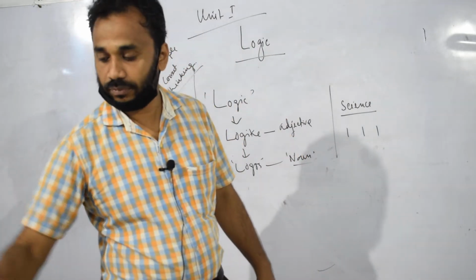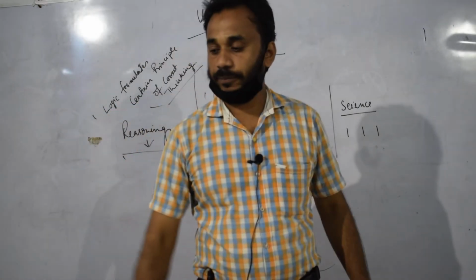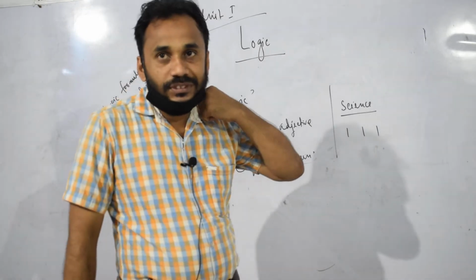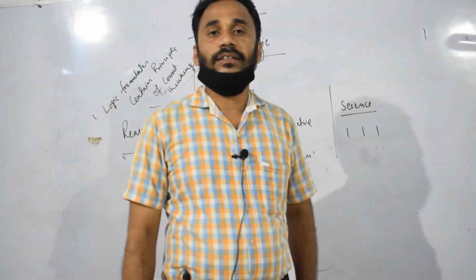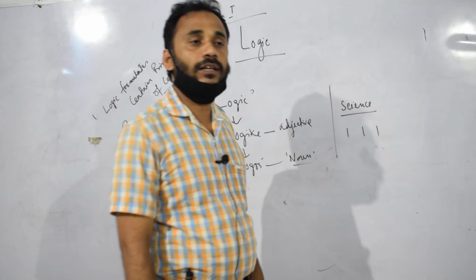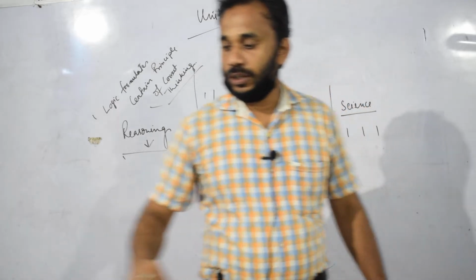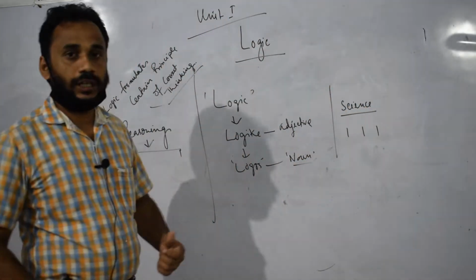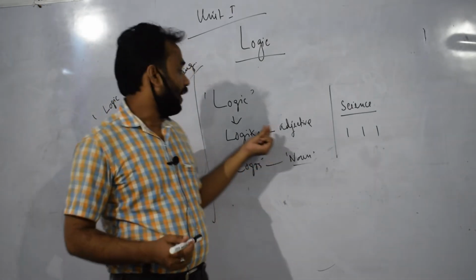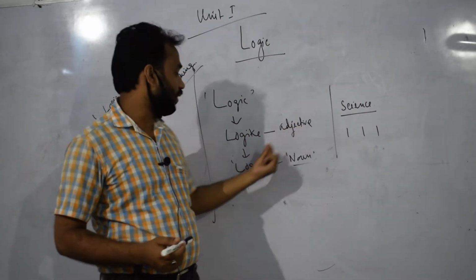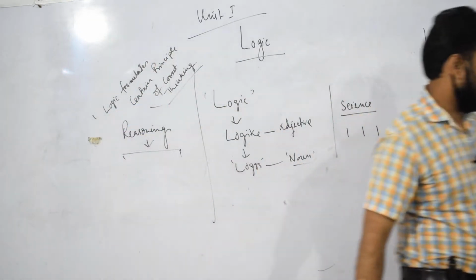We are going to discuss Unit 1. So, Unit 1, the topic is what is logic. Now, what is logic? Before starting, first of all, what is the etymological meaning of the word logic? The word logic comes from the Greek word logike, the adjective of the noun logos, which means thought.